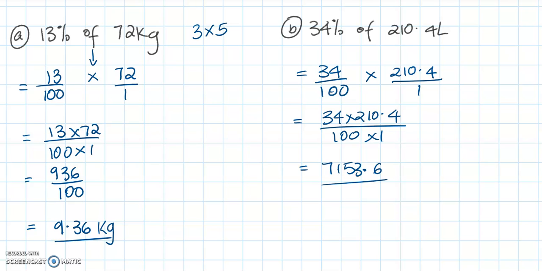What that gives us is 7,153.6 divided by 100. We have learned already that when we are dividing by 100, all we do is move the decimal point. 100 has 2 zeros, so the decimal point moves 2 places, and because we are dividing, it moves to the left 2 places. So we end up getting 71.536. Again, the unit we spoke about was liters, so the unit in your final answer is liters as well.